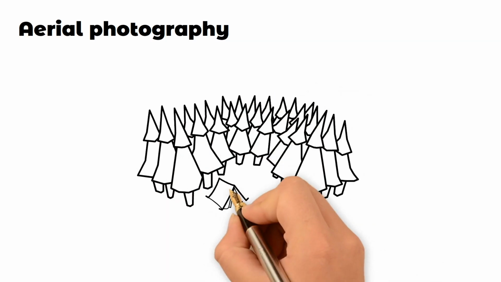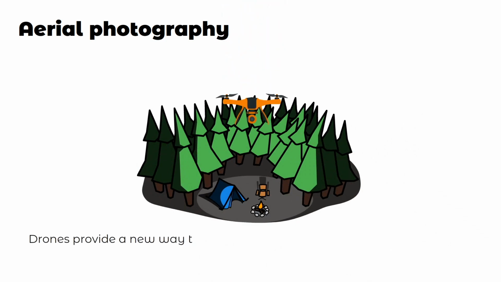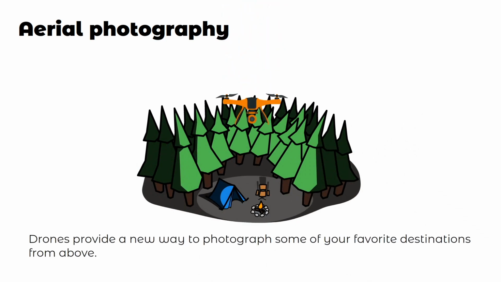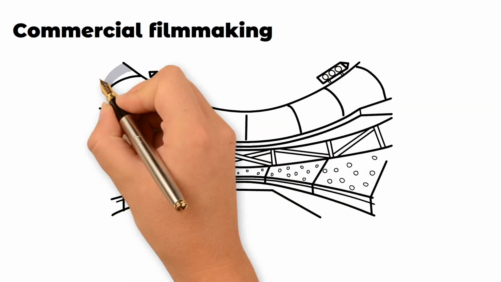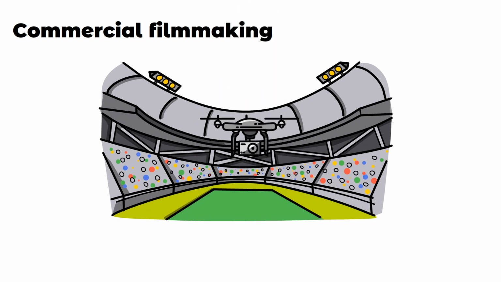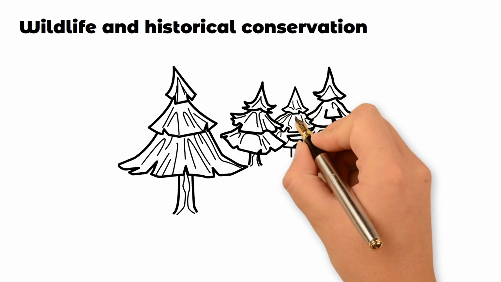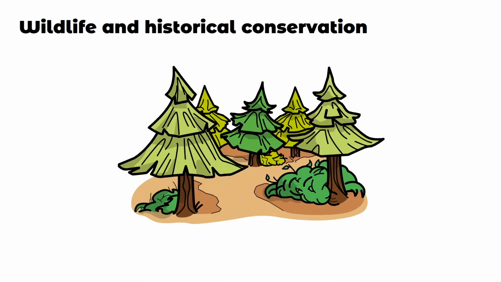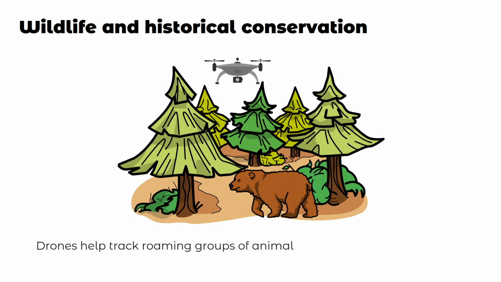Aerial photography. Some remotely piloted aircrafts are made specifically for photography. Commercial and motion picture filmmaking. Drones have the ability to maneuver into any location that suspended cameras cannot reach. Wildlife and historical conservation. Tracking wildlife population is nearly impossible with humans on the ground. Wildlife conservationists use drones for this purpose.